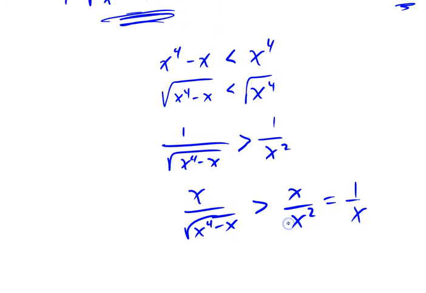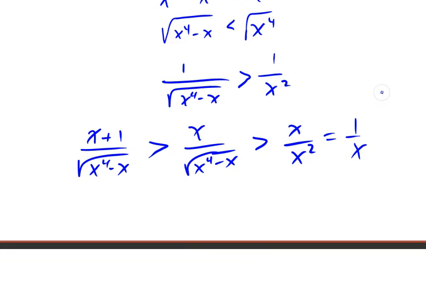And then here's a little bit of shenanigans you can do with inequalities. I'm going to add 1 to that numerator: x plus 1 over the square root of x to the 4th minus x. And the thing is, if I make a numerator bigger, what happens to the fraction? Well, the fraction gets bigger. So I can say that this is bigger than that, which is bigger than this, which is equal to this. The net result is this function right here, x plus 1 over the square root of x to the 4th minus x, is actually greater than 1 over x, for x bigger than 1.